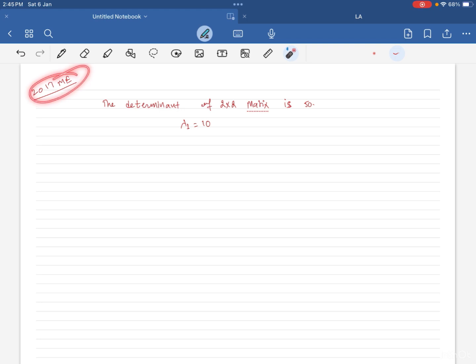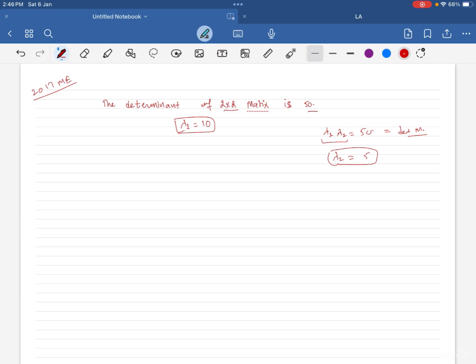So this is from ME and this is the easy question. The determinant of the 2 by 2 matrix is given as 50. So we can say that lambda 1 into lambda 2 is equal to 50. The product of the eigenvalues is equal to the determinant of matrix M, right? And we have been given lambda 1, so we can find lambda 2, that would be 5.